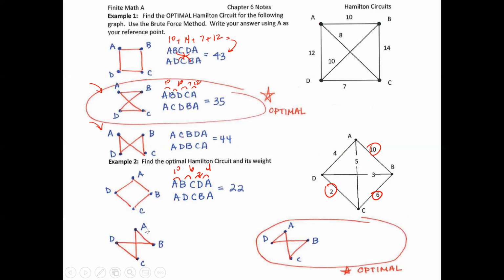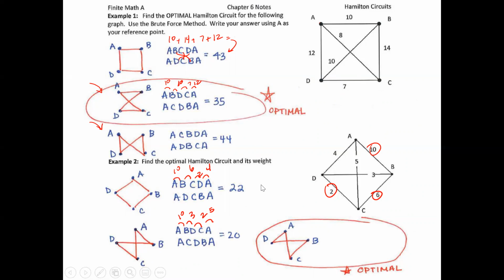which then gives you a total of 22. Next one, you could do A, B, D, C, A, and the reverse of that. So then AB is 10, BD is 3, DC is 2, and CA is 5. That one here is going to give you a 20.